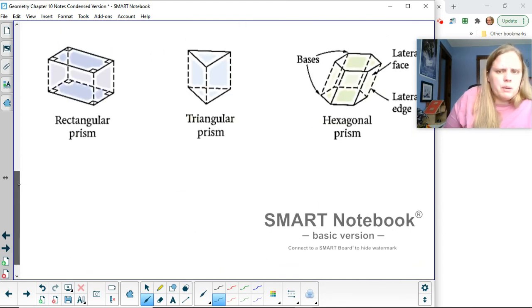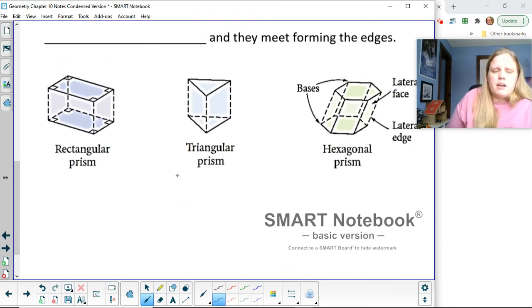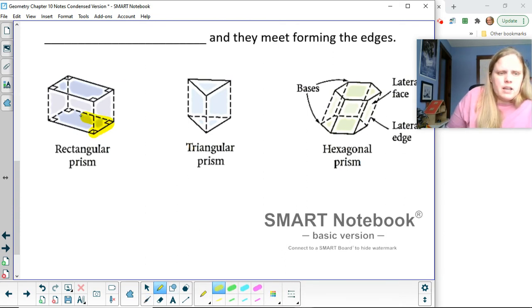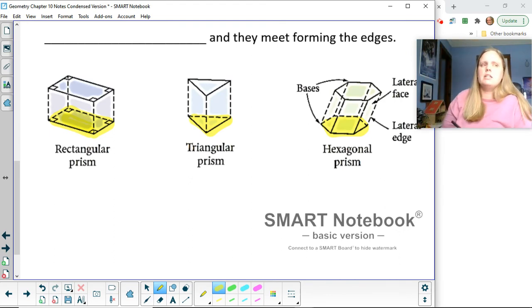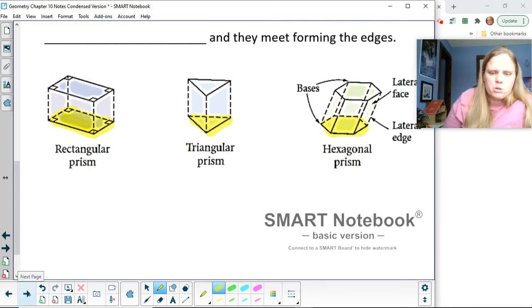And like I said before, a prism is all dependent on the base shape. So if you look at this prism, it's got a rectangular base, where this one has a triangular base, and this one has a hexagonal base. They're all prisms because the top and bottom bases are the same shape, and then they're connected. But the type of prism is based on what shape is on the top and bottom. And a prism can be straight up and down, or it can be slanty. That's called an oblique prism.